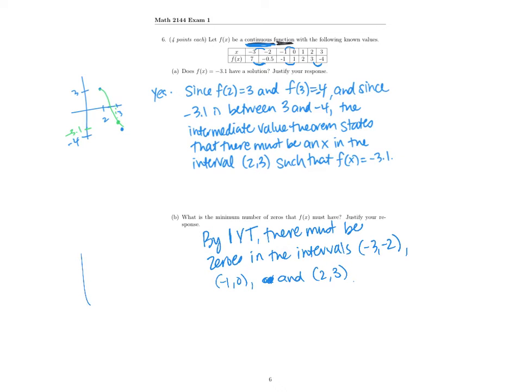If I draw a picture here, I have negative 3 to negative 2, and I know there must be a zero there because f of negative 3 is 7, which is way up here, and f of negative 2 is negative 0.5, which is way down here. And so at some point it must cross that axis, right? Because I know my function is, again, continuous. And I can argue the same thing for the other intervals.